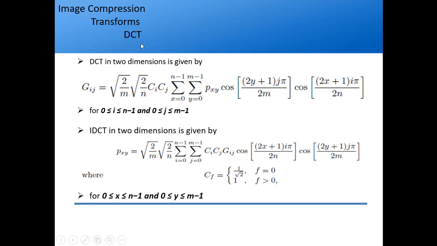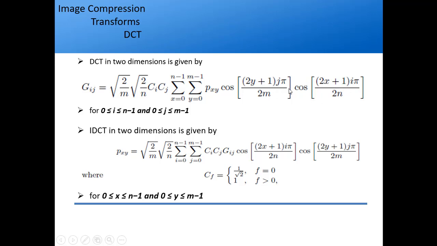So what is DCT? Now, as I said, an image is a 2D thing, right? So DCT also works on 2D. That is why we have two variables here, i and j, two indexes, G(i,j). It is given as square root of 2 by m, square root of 2 by n, C(i), C(j), summation of x equal to 0 to n minus 1, y equal to 0 to m minus 1, P(x,y), cos of (2y plus 1) j pi upon 2m into cos of (2x plus 1) i pi upon 2n.